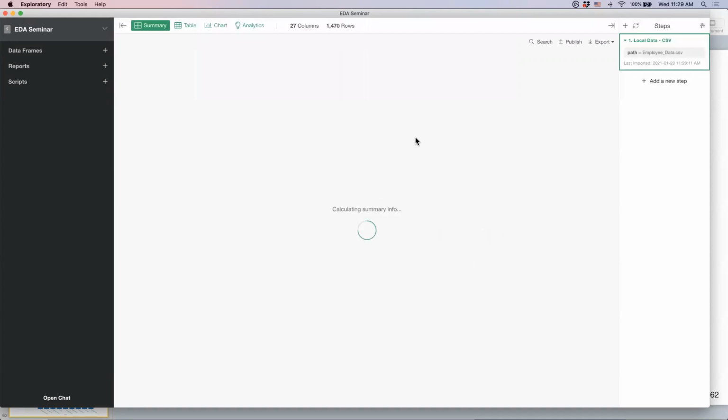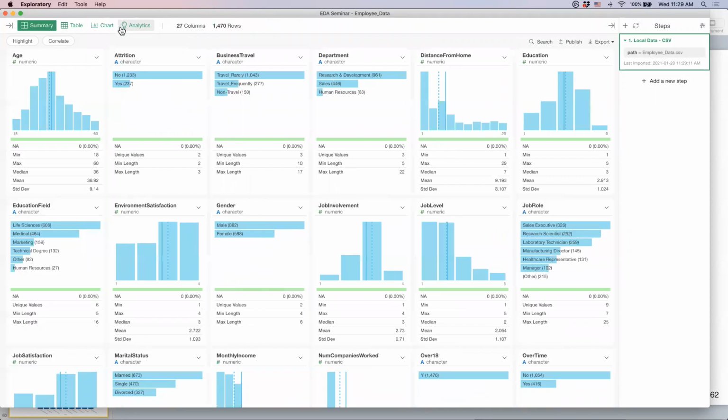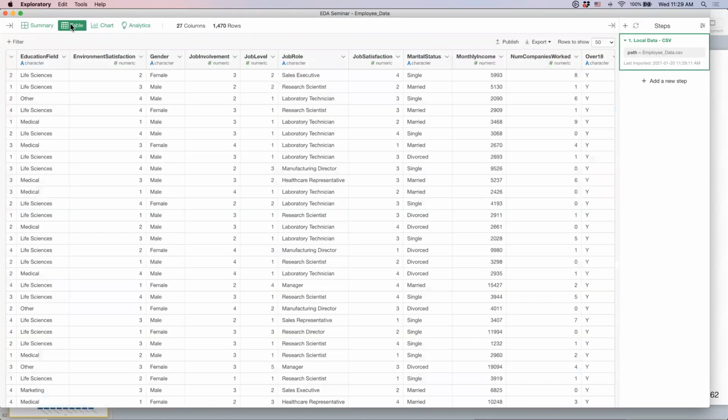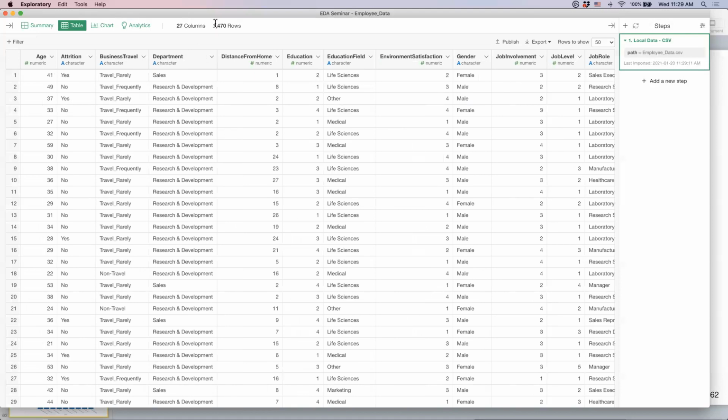And then the first thing you see after you import the data is this summary view, right? If you're an Exploratory user, you're probably familiar with it. You have age, attrition, business travel, and so on. If you happen to be using a tool like Excel, this is the format you see, right? You have all the columns, 27 columns, and 1,470 rows. Each row represents an employee.